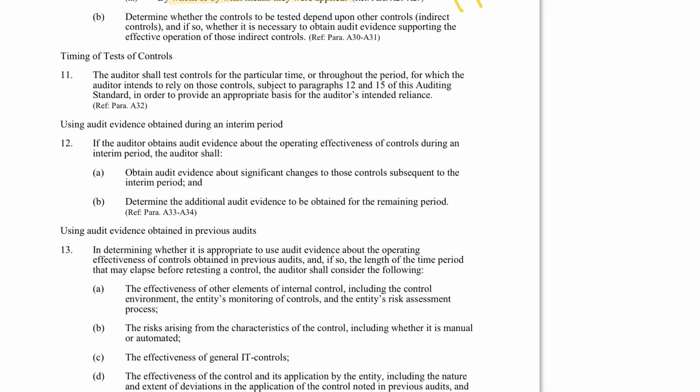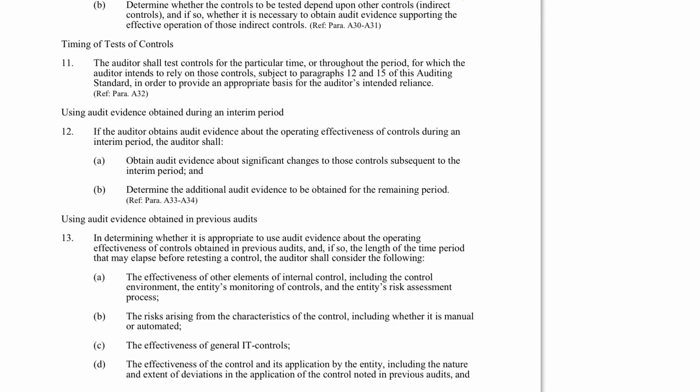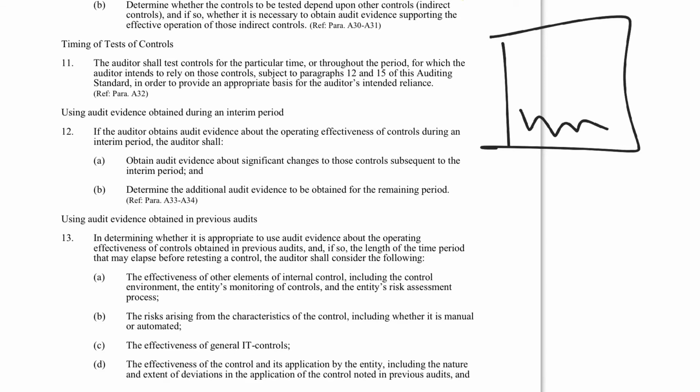Now, if we scroll down a bit, it talks about the timing of the tests of controls. And realistically, controls happen all year round. So I can't be there to test the controls all year. I have to go back and I need to make sure that I look at evidence to make sure that the controls were being tested. So that could be on a document, somebody's signature. Has that signature been obtained?